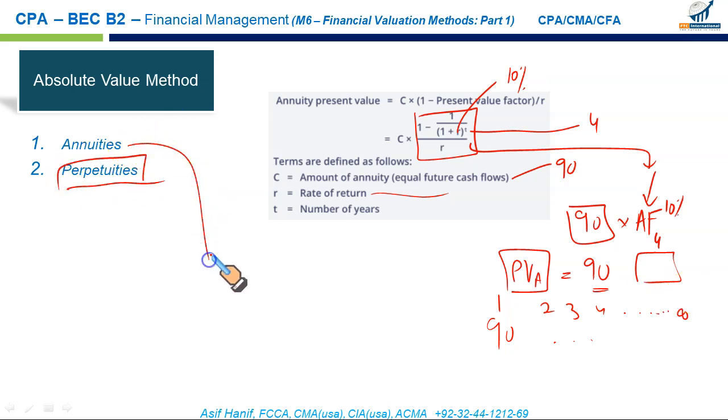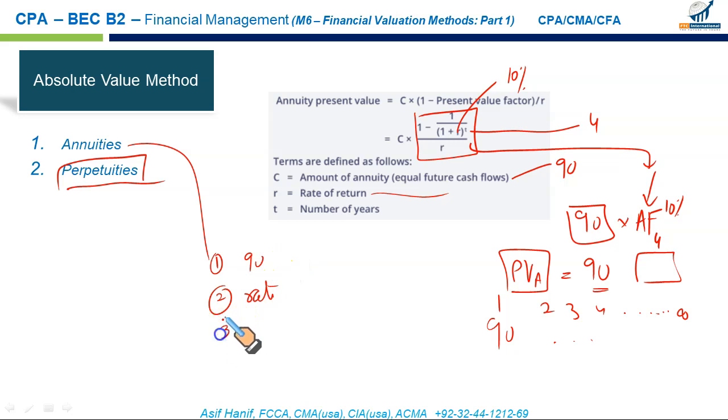There are some assumptions regarding annuities that you must know. Annuities mean the recurring or regular amount you receive every period. In our example, it was 90. So the first assumption is that you receive a fixed amount, in our example, $90 every year. The second important point is that you need to have an appropriate discount rate, the rate which we use for discounting.